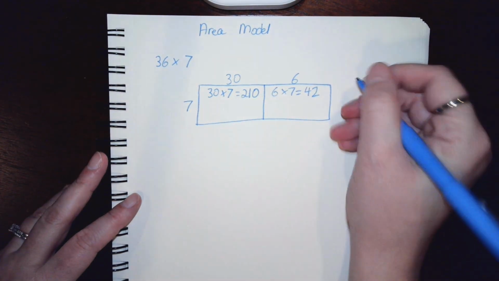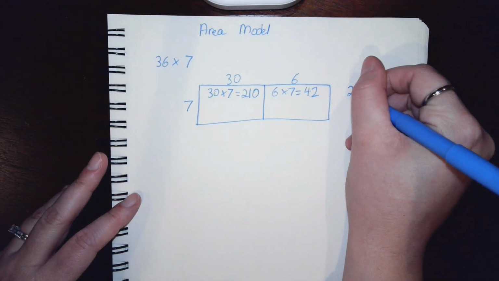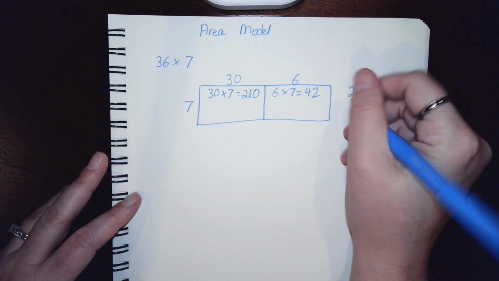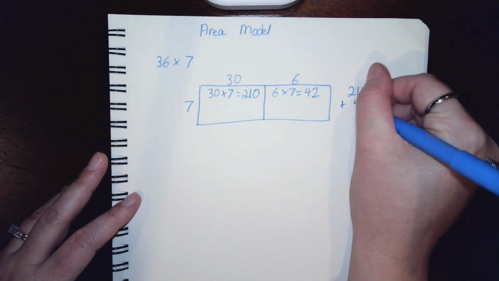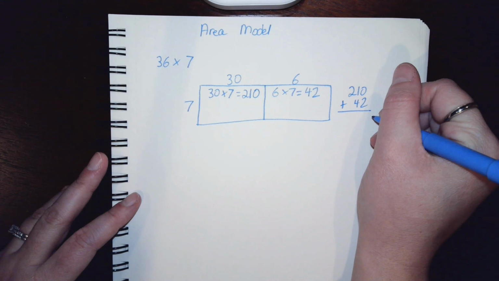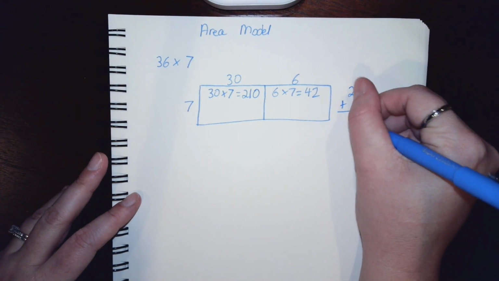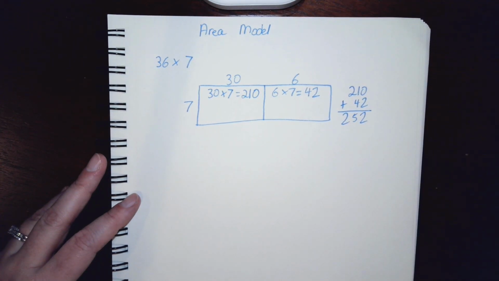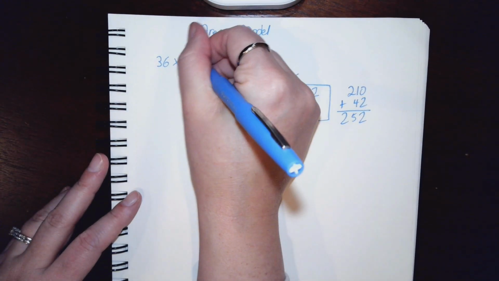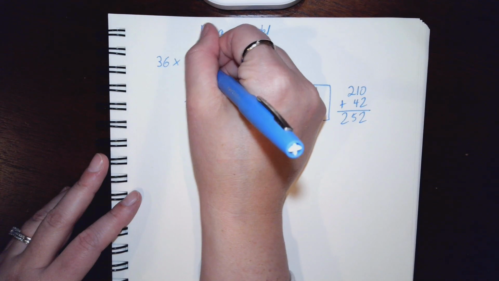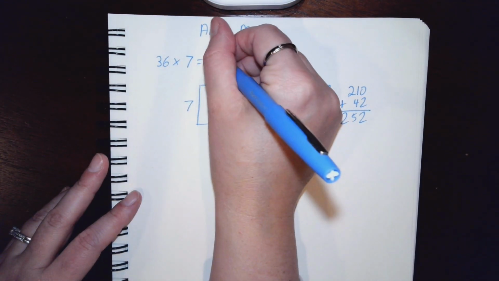I have to put them together. So the 30 times 7 was 210, plus I had 42 from 6 times 7. So I am going to add those together. I look at my ones. I have 2 ones, 5 tens, 2 hundreds. So if I do 36 times 7, that is 252.